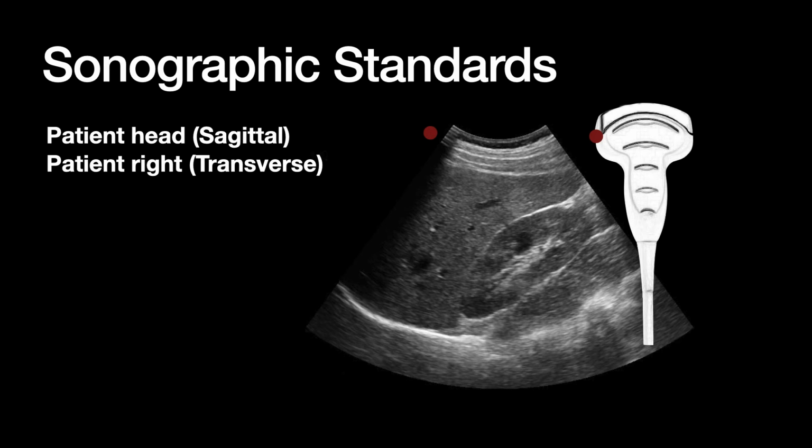So each ultrasound transducer has an indicator on one side, and that corresponds to a dot that's on the side of the ultrasound image that's being displayed. And by convention, anything that's done in the sagittal orientation, we orient that dot towards the patient's head, and anything that's done in the transverse orientation, we're going to orient that dot towards the patient's right.